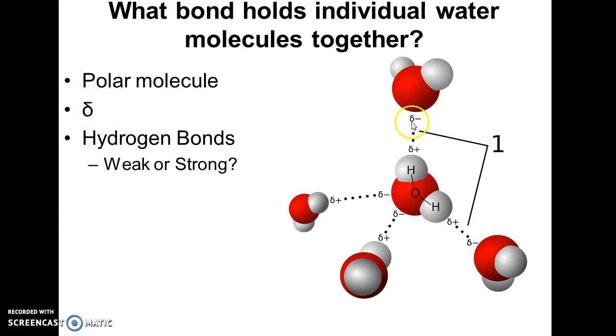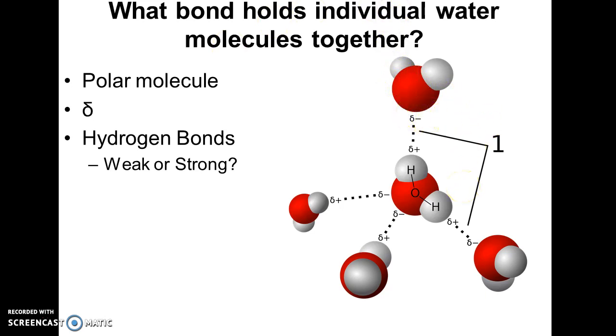So sometimes you'll see there's a partial negative here next to the oxygen atom, because oxygen is partially negative. It has more of those electrons. And then there's a partial positive next to the hydrogens because they are less electronegative or more positive. When you put a whole bunch of water molecules together, the partial positive portion of one water molecule will be attracted to the partial negative end of another water molecule. These are called hydrogen bonds.